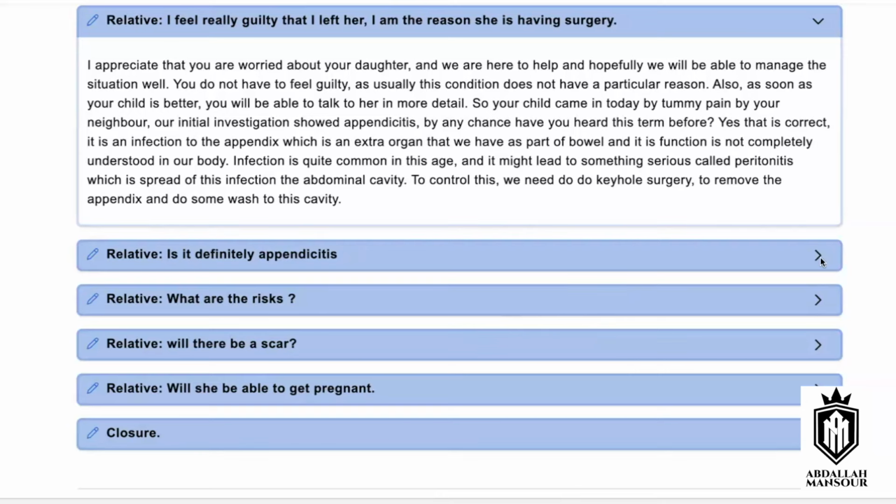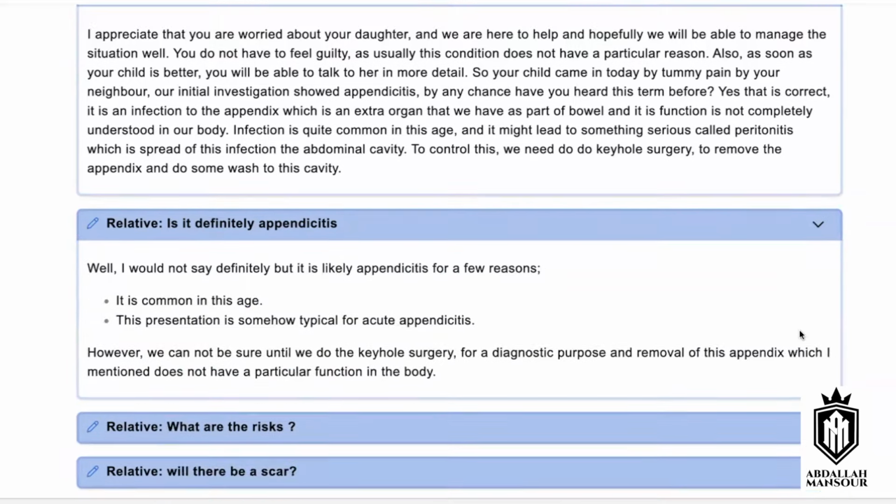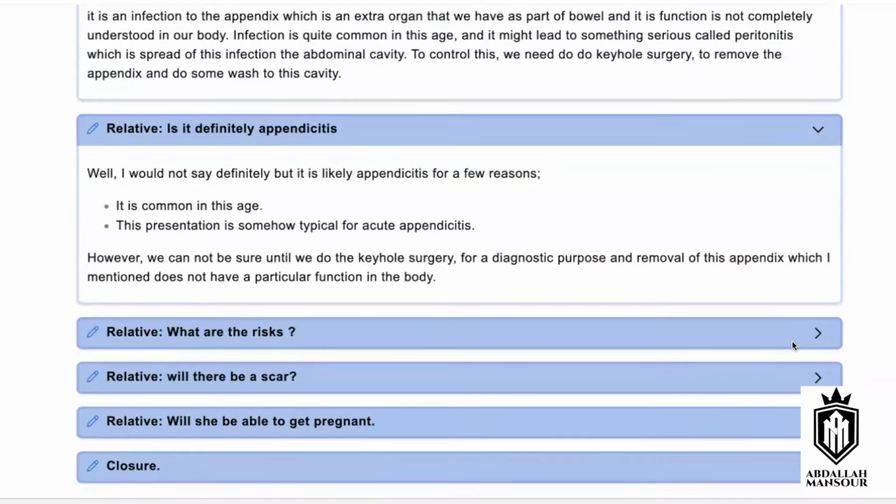Okay. Fine. So we don't know yet. Fine, but you're basically doing it to diagnose it. I do understand that, but what are the risks of the surgery itself? Can you repeat your question again? What are the risks of the surgery? Okay, so there are many risks involved in this procedure.